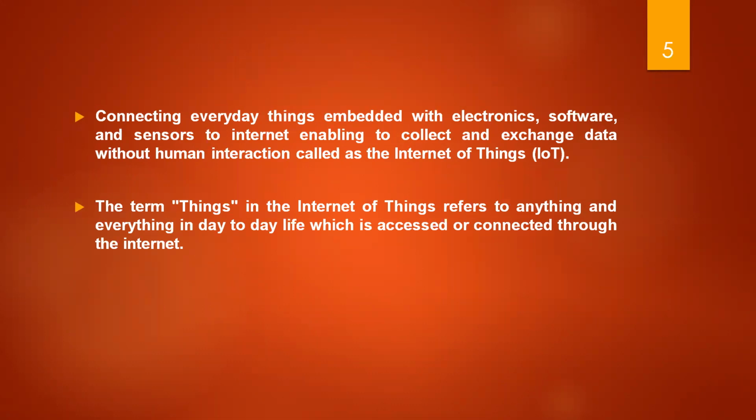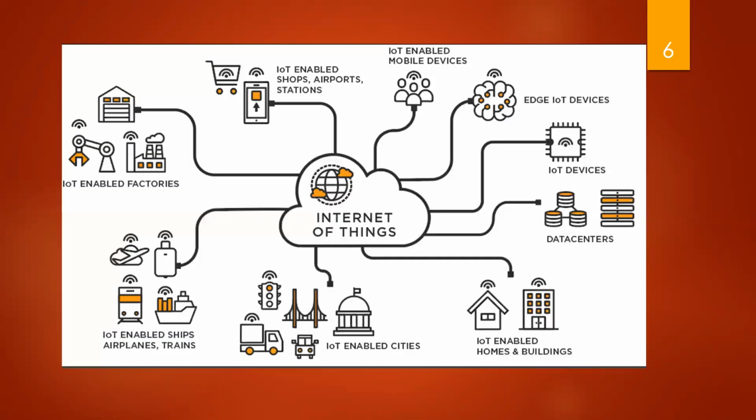The term Internet of Things refers to everything in day-to-day life which is accessed or connected through the internet. This is a diagram which shows the different areas connected to IoT. These areas are IoT enabled factories, IoT enabled ships, airplanes, trains, IoT enabled cities, IoT enabled homes and buildings, IoT data centers, IoT enabled mobile devices, etc.